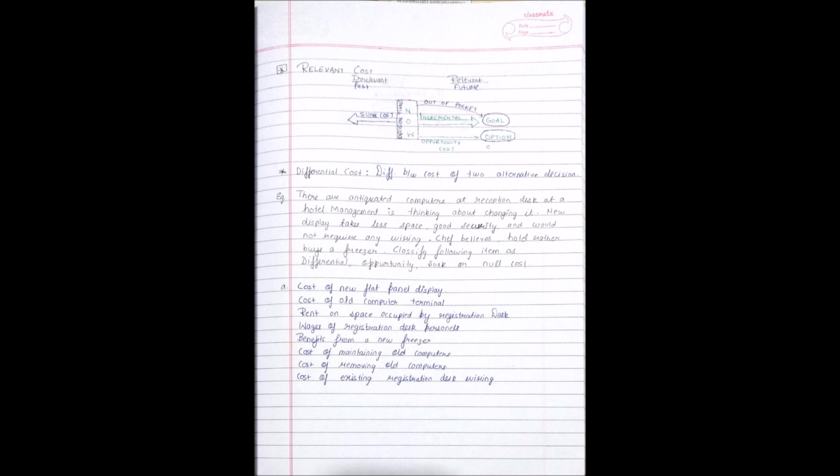What is differential cost? Differential cost is the cost difference between two alternative decisions. So if you are making two decisions, what is the differential cost between them? That's called differential cost. This is another example. Just go through it, and the answers are given at the back.